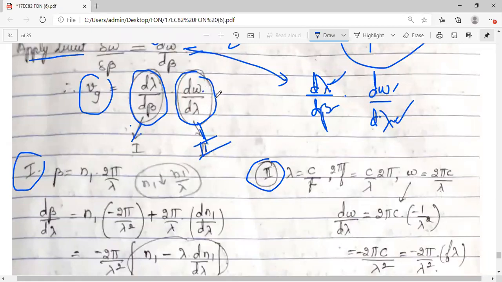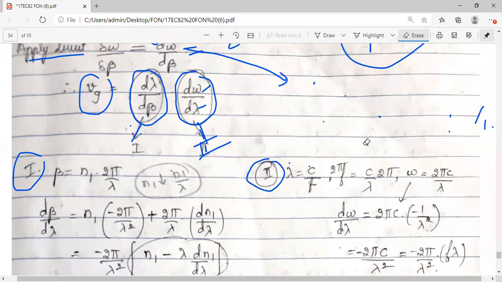In order to get the relationship between omega and lambda, the basic thing is c equal to f lambda. I should start with this only, c equal to f lambda. So lambda is equal to c by f. Now I will multiply with 2 pi on both sides. Let me just show you clearly. Here I have the space, let me write it here.